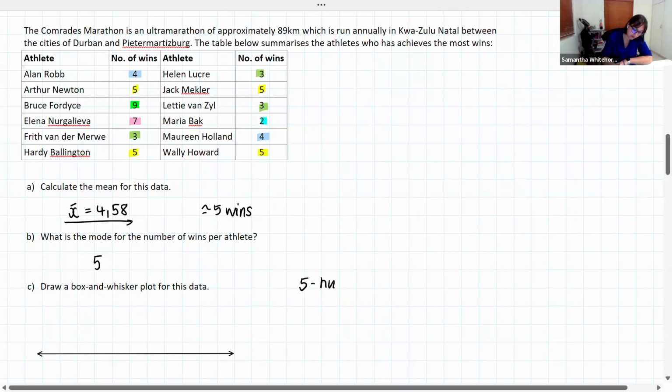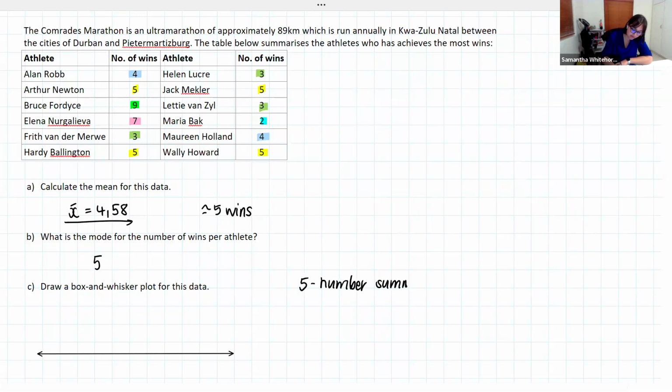Sometimes we do ask you as a separate question, what is your 5 number summary? In this case, I've just thrown you straight into draw a box and whisker, and I expect you to know that you need the 5 number summary. So this is your minimum, your Q1, your median, or Q2. I don't really mind what you choose to use. I say median, but Q2 is absolutely fine. Q3, and your maximum.